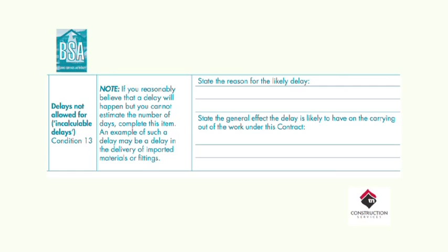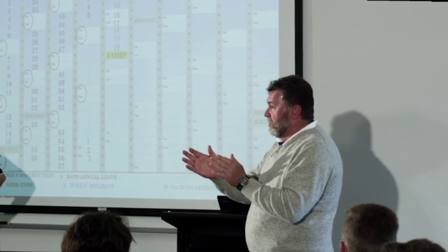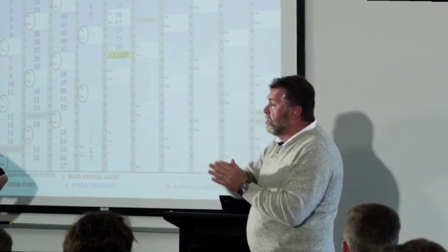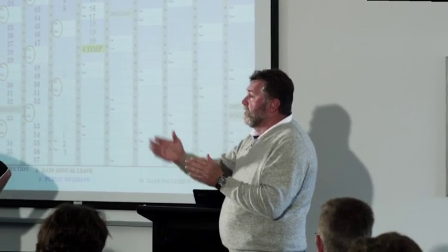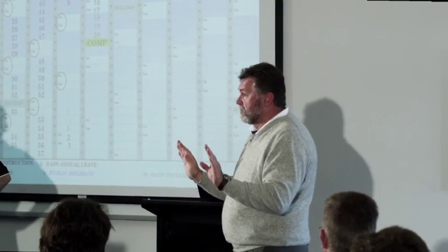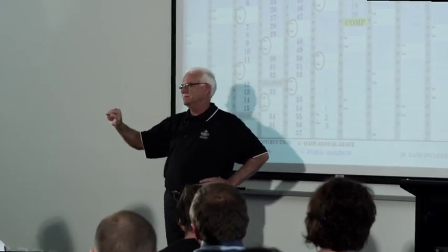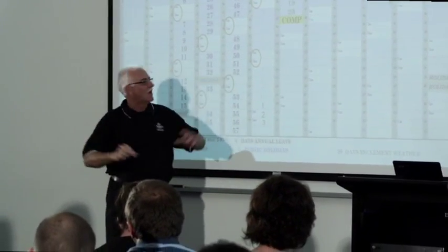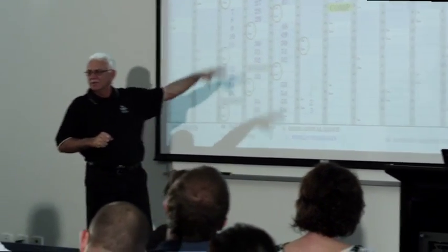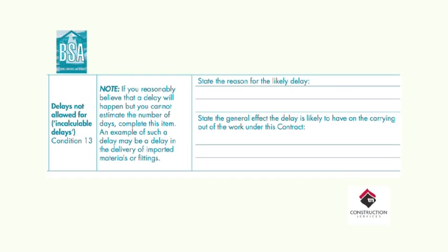You don't know. All it's saying is what is the effect. If you read that, it says, what is the effect that it will have? The effect is it will extend the date of practical completion. That's all your answer is. The ones that you do know, you put down as delays. The ones that you don't know, I'm not going to go into the clauses and conditions, but you remember the 30 clauses? It states in there acts of God, weather, flood. It sort of describes what an incalculable delay could be.